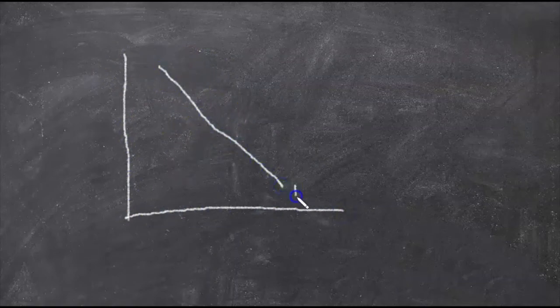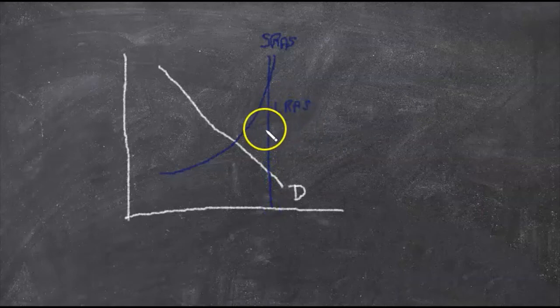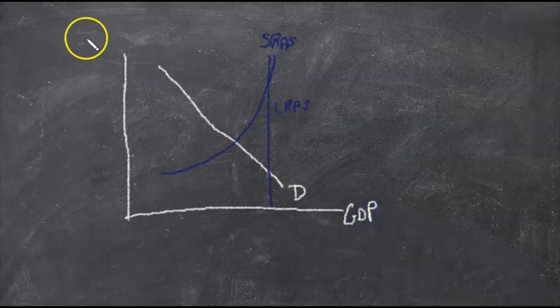So again, I've got my demand curve, and let me go to maybe another color here for the supply curve. So we've got short-run aggregate supply, and we've got our long-run supply as well. This is the limit of our economy, how much we can produce. Now, what happens if the price of inputs, for example, the price of intermediate goods, this is GDP, and this is price levels here.